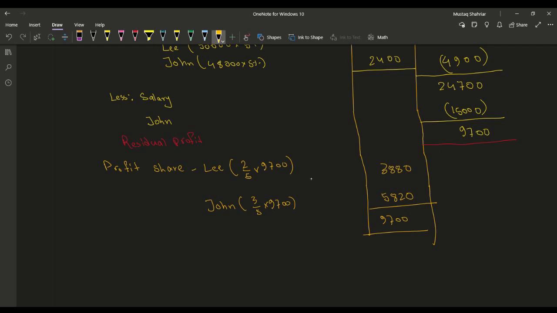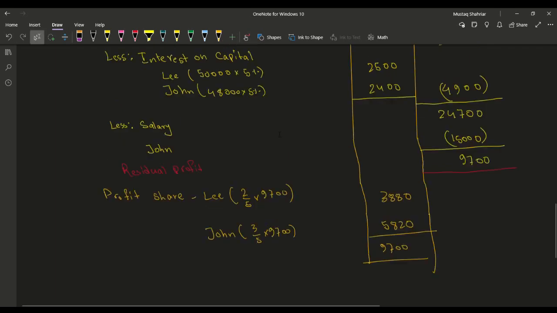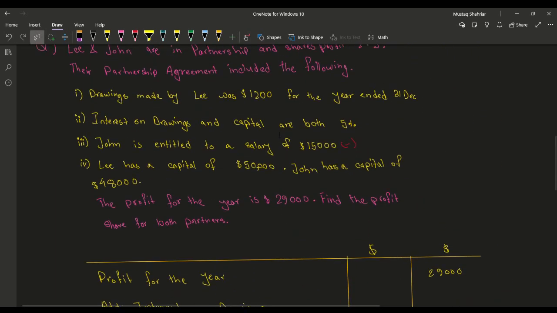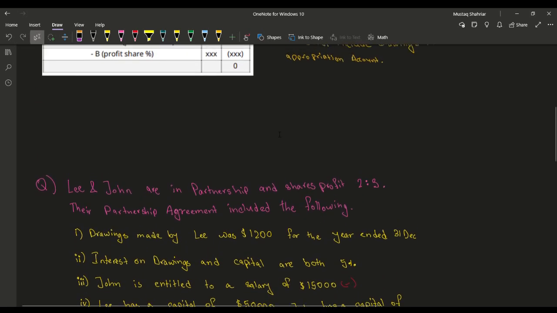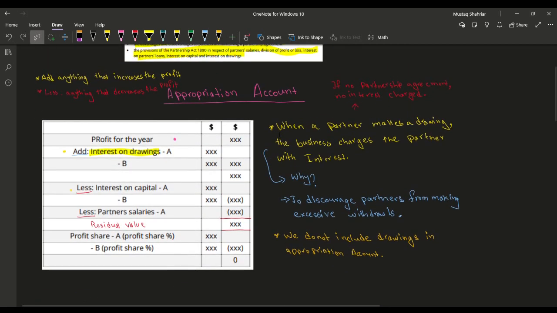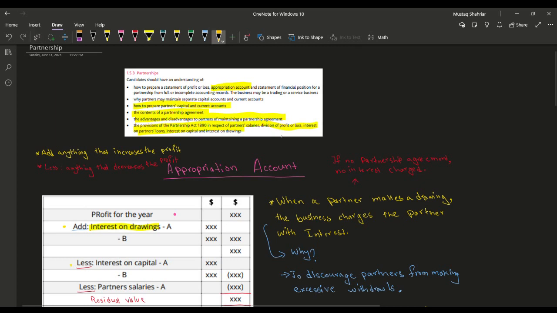So that is how you prepare an appropriation account, and there might be a few more adjustments, which depend on how the question is prepared, right? Now we're gonna move on to our second part of our content, which is how to prepare a capital and current account.